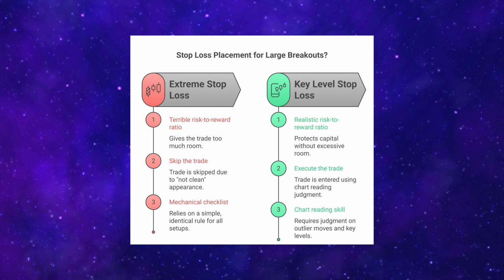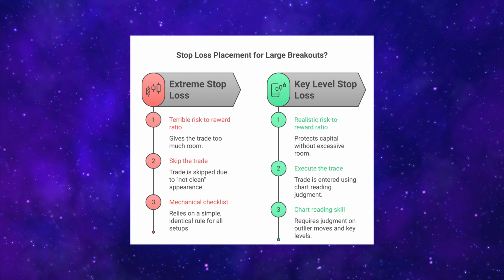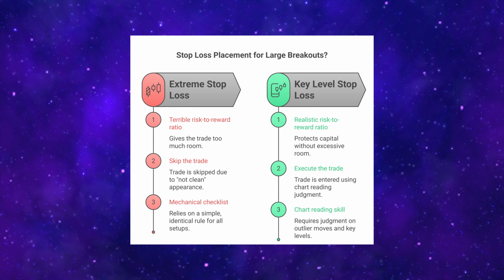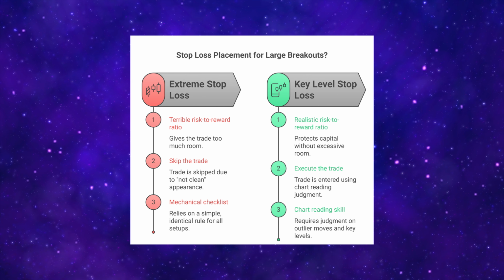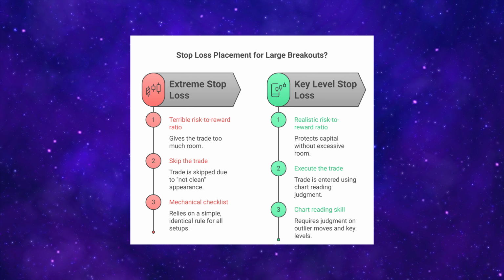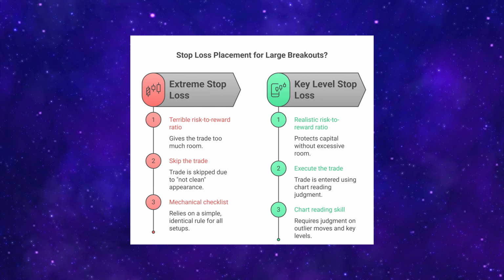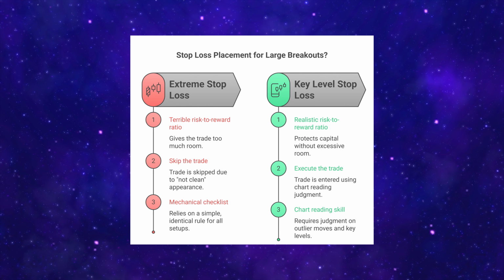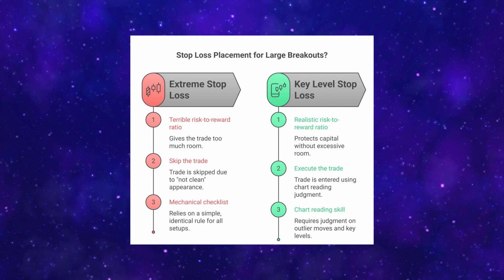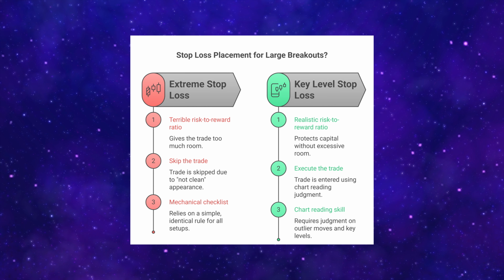Mistake number 5, you're placing your stop loss in the wrong place, especially on large breakouts. The standard rule for this is your stop loss goes at the high or low of the breakout move. But what happens when the breakout candle is massive, like an enormous move outside the range? Most traders do one of 2 things. They either slap the stop loss at the extreme of that giant candle anyway, which gives them a massive stop and a terrible risk to reward ratio, or they just skip the trade entirely because it doesn't look clean.